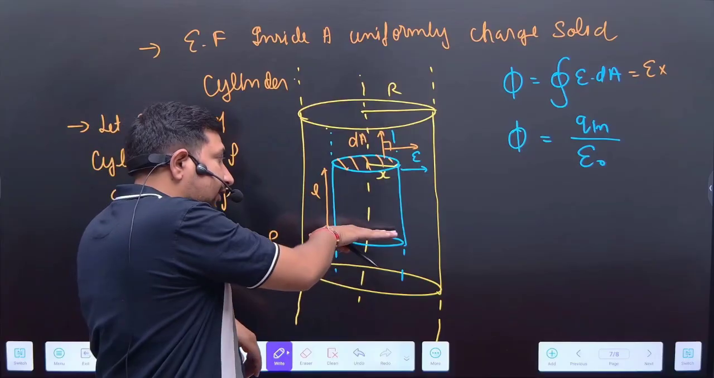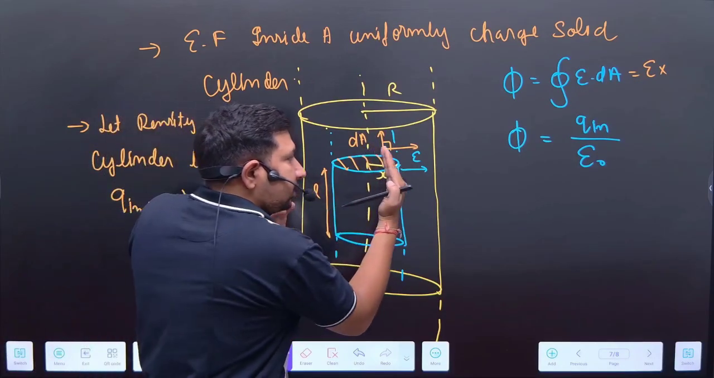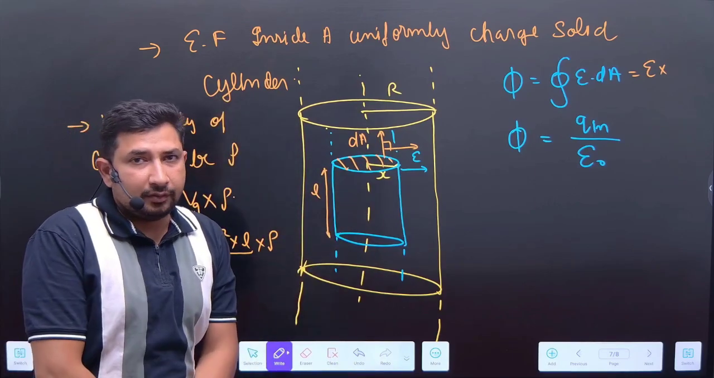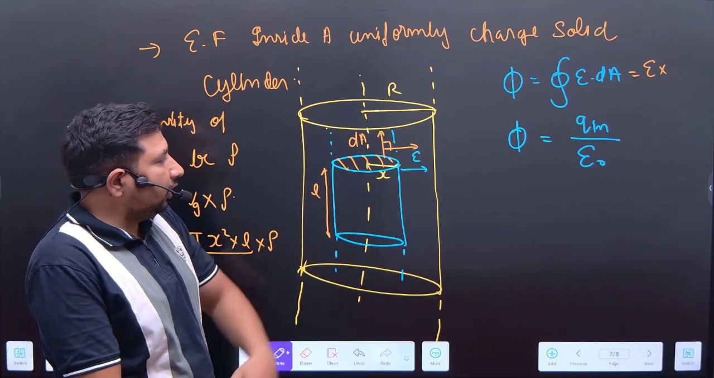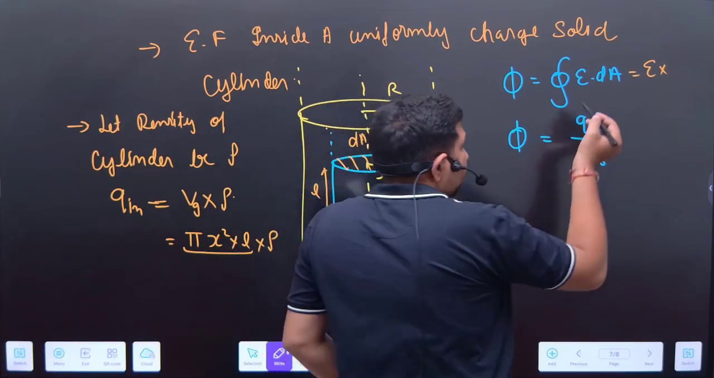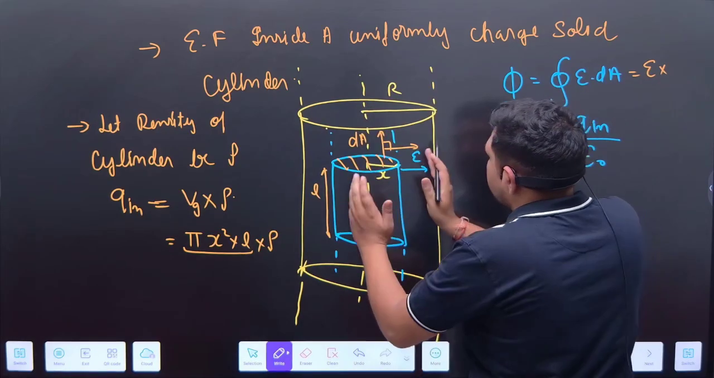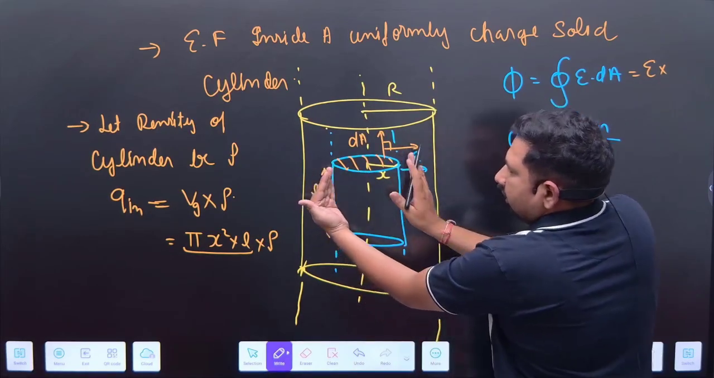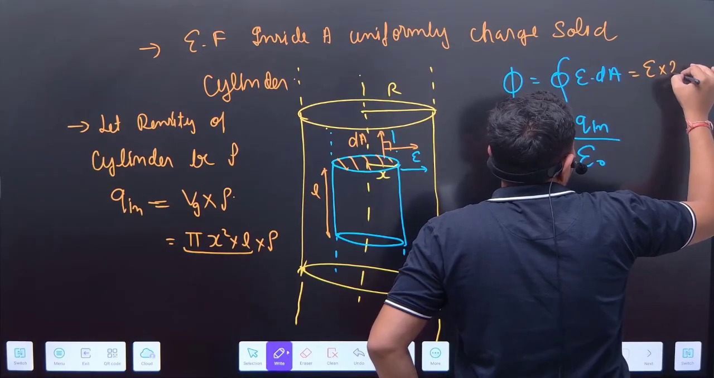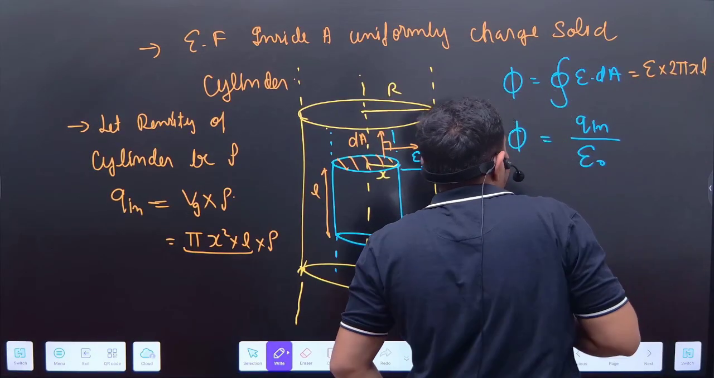Neither is there any flux coming out from this part. So the entire flux would be coming out from the curved surface area of the Gaussian surface, right? So flux would only be passing through this curve. Now, if we want to find the flux, we can take electrical field times the curved surface area. Curved means this surface. So the curved surface area will be 2 pi x times L.